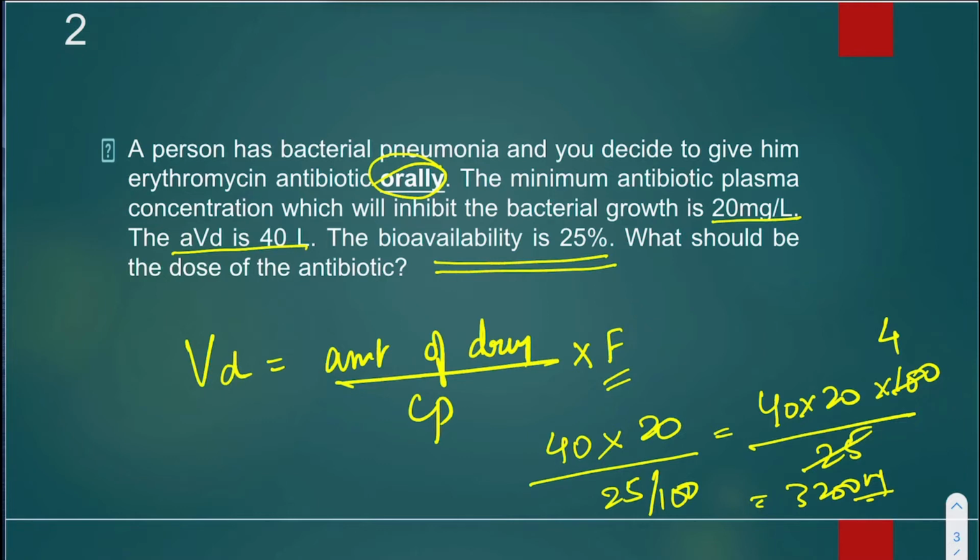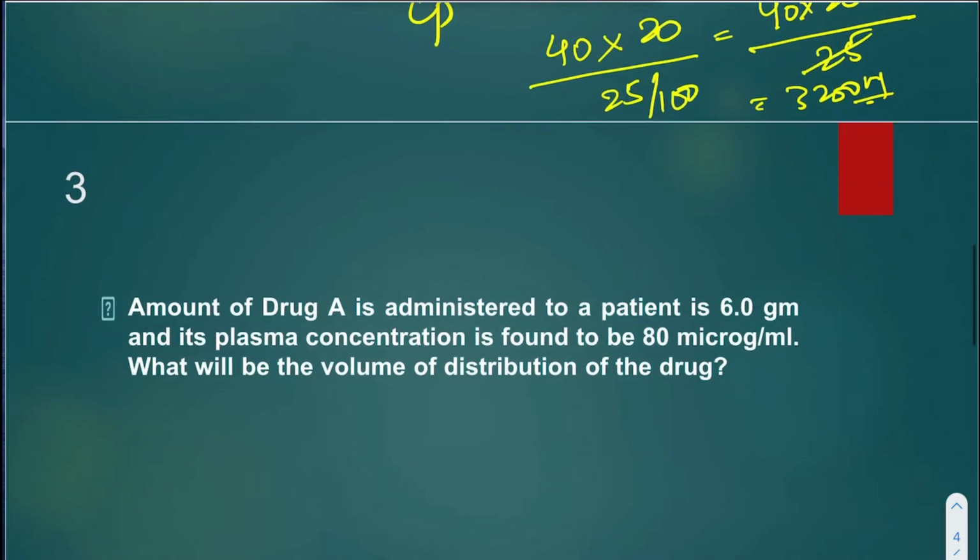Right, let's come to the third numerical here. An amount of drug A, about 6 grams, is administered to a patient and its plasma concentration is found to be 80 micrograms per ml. So how much is the volume of distribution of the drug? Again, the same formula. Volume of distribution is equal to the amount of drug, which is 6 grams, divided by the concentration, which is 80 micrograms.